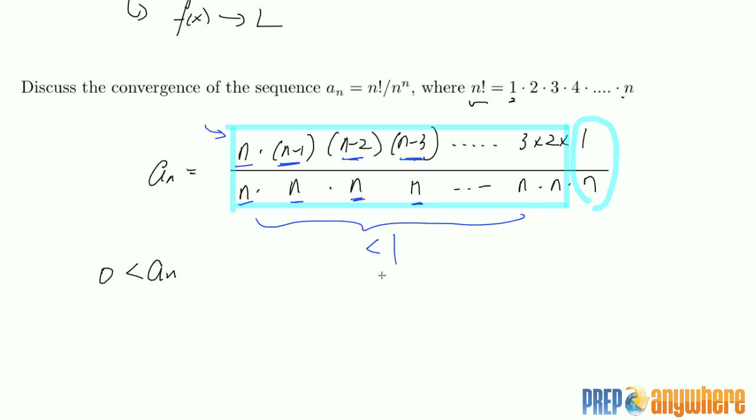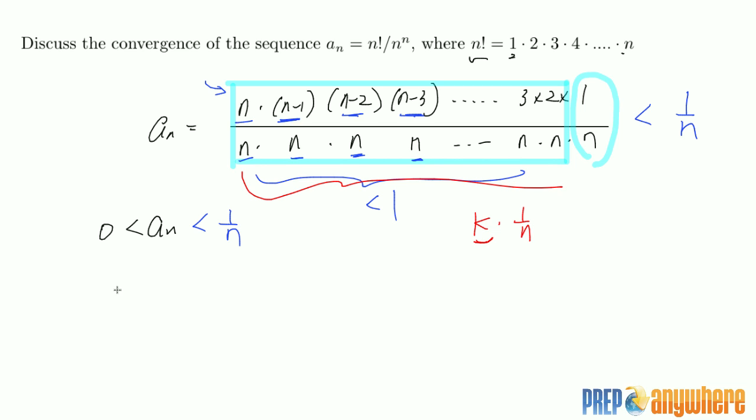What that means is that this whole expression here is less than 1 over n, because what we have here is k times 1 over n, where k is less than 1. So it's going to make 1 over n smaller than what it originally started with. So now we have the condition that a_n is actually less than 1 over n.